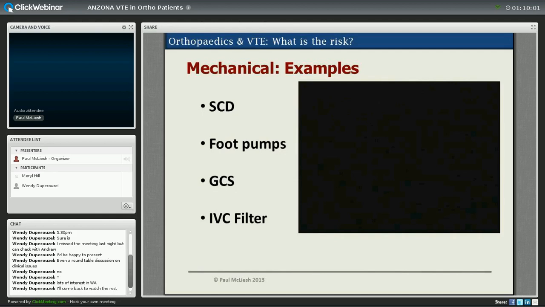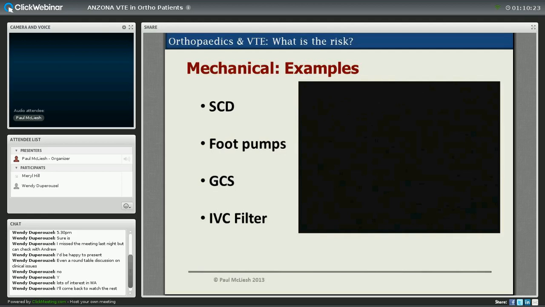The graduated compression stockings, they're obviously a lot cheaper. They can be applied by the patient and can be quite effective. The limit is sometimes they're quite hard to apply. Trying to pull them up on someone's leg who's got quite a large leg can be difficult. They can cause skin problems, and if they're fitted incorrectly, they can actually cause more harm than benefit as well.